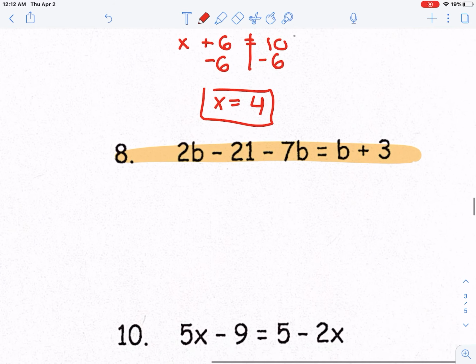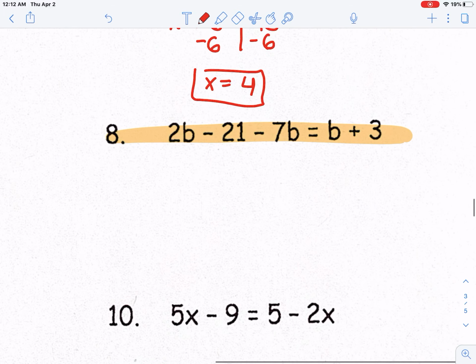All right, moving down here to number 8. This one, we have to combine like terms. So this is going back to your green packet and your pink packet. So here I see on my left side of my equal sign, I have 2 variable terms that have b in them. So we have 2b and minus 7b.